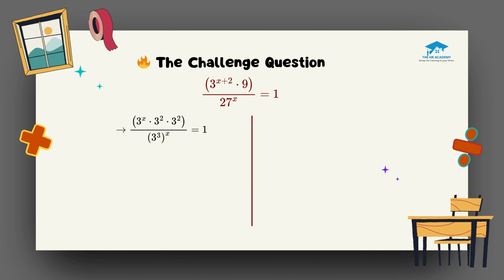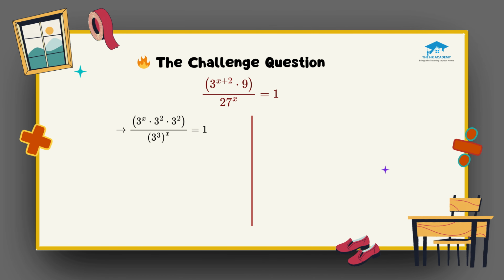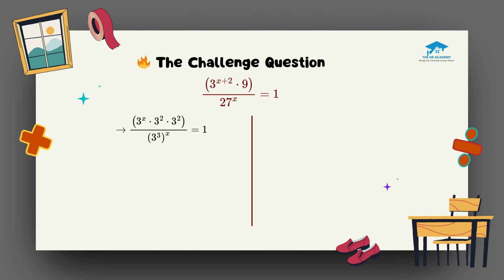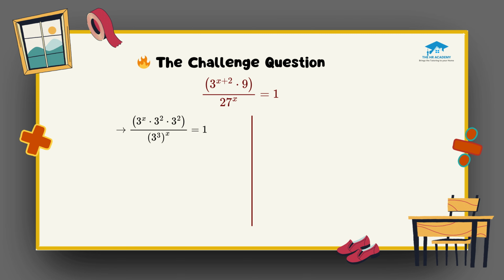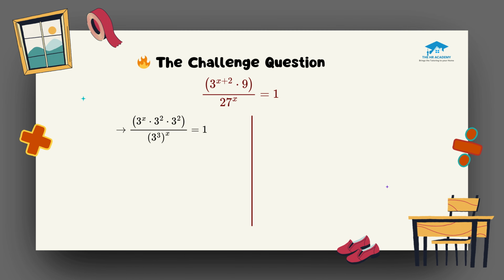Step 1. Change every base to 3 so that there is a common base. And let's also use the exponents addition rule to give each base a single-term exponent. This will become 3 to the power of x times 3 to the power of 2 times 3 to the power of 2 over 3 to the power of 3x is equal to 1.